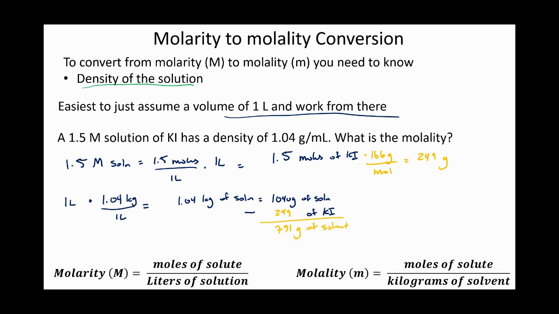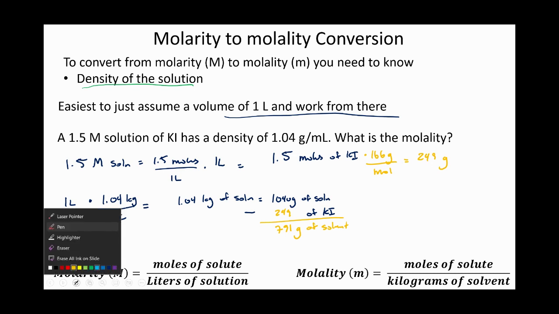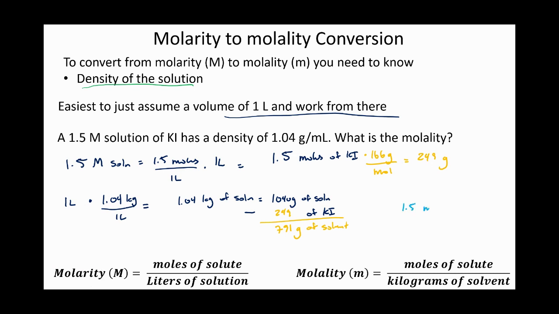And then we just plug in everything we have. So we'll take our number of moles of potassium iodide, 1.5 moles, as we have here, moles of solute. We divide that by our kilograms of solvent, 0.791 kilograms, and we get that in this case, our molality is 1.90 molal. So just another chance to show how to do these types of conversions.